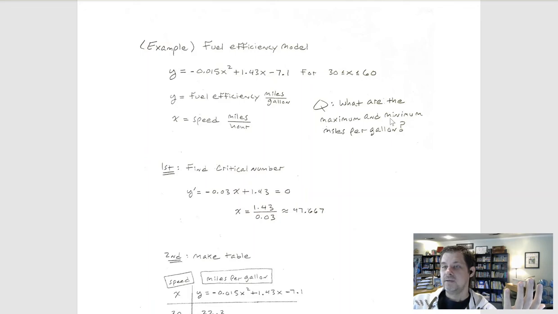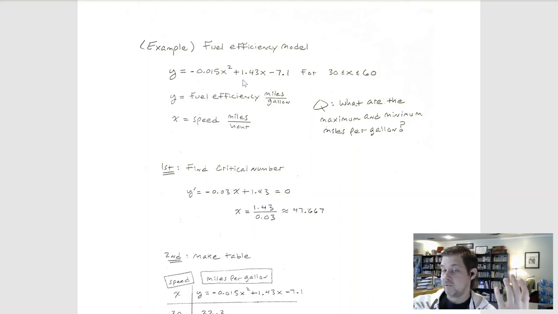Okay, but look at this. I've got this equation that models the fuel efficiency as a function of the speed. Okay, so the fuel efficiency of a car might depend on many things. The air pressure in the tires, some weather conditions perhaps, oxygen saturation in the air, and the speed probably. That's probably at the forefront of our mind as far as something that influences fuel efficiency.